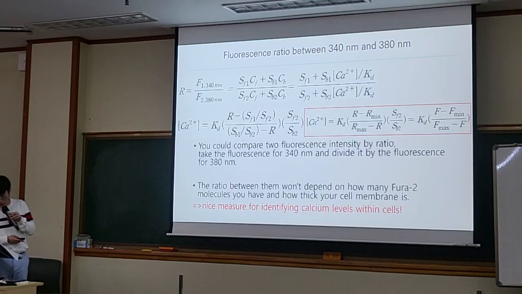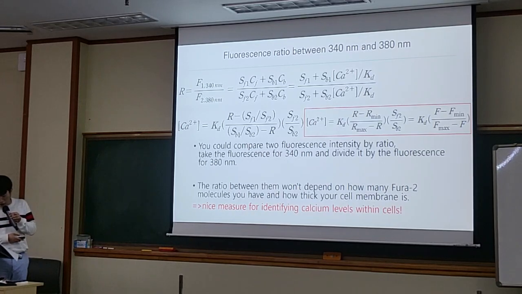Furthermore, you could compare the two fluorescence intensities by a ratio like this. Take the fluorescence for 340 nanometers and divide it by the fluorescence for 380 nanometers. I believe that FURA2 emits more radiation at 340 than 380. From the ratio, you can deduce the amount of FURA2 molecules that are bound to calcium. From that, you can deduce calcium concentration, the amount of calcium that's in the cell. So this ratio tells you information about the calcium concentration within the cytoplasm of the cell.